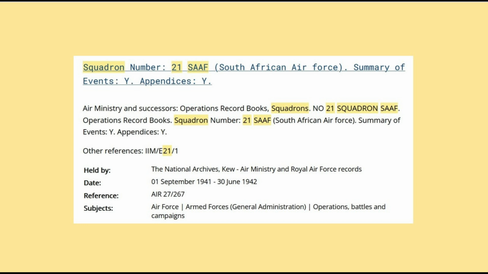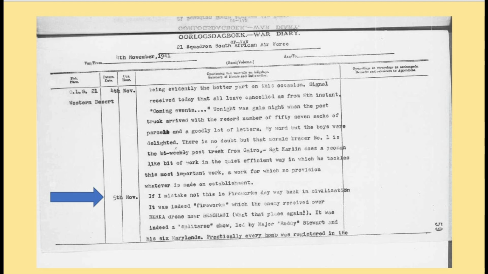I then went and found another Squadron 21 of the South African Air Force, this time also described as operational records books, but it had the number 27/267. So I downloaded this one as well. And this, in fact, was the war diary, and it's even headed Oorlogsdagboek, or War Diary of the 21st Squadron. And here it is written up.